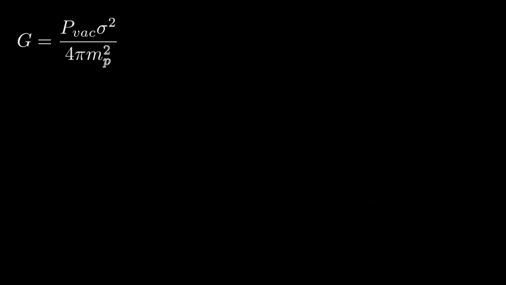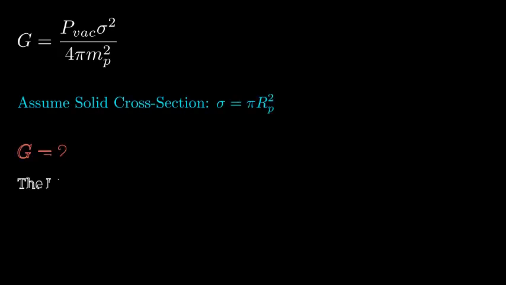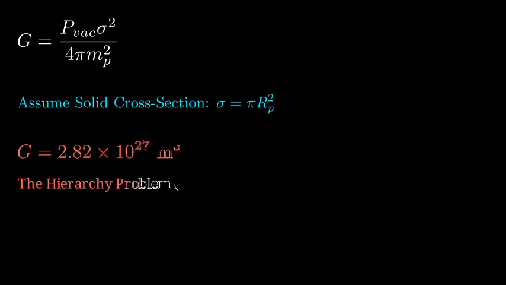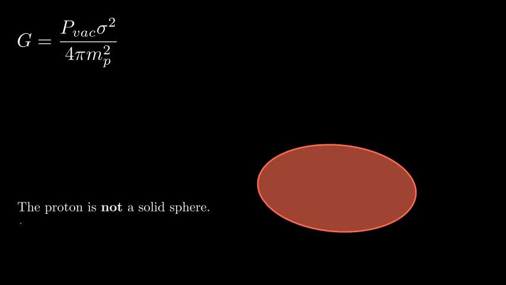But if we use the physical dimensions of the proton to calculate this geometric shadow, we hit a massive paradox. If we treat the proton's 0.84 femtometer radius as a solid, opaque shield blocking the vacuum, the calculation fails. It yields a gravitational constant 38 orders of magnitude too strong.